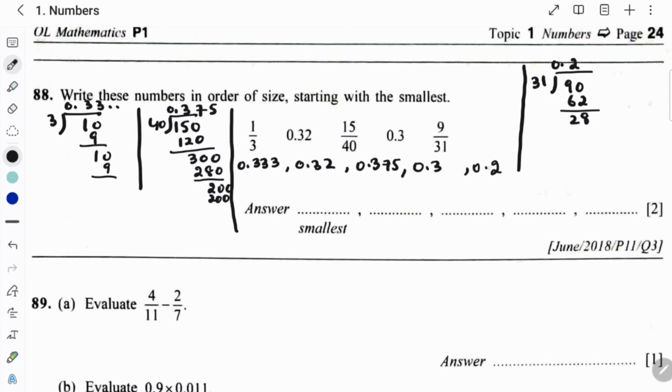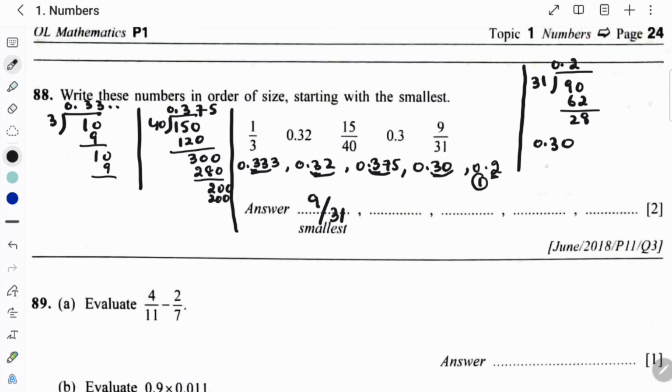Okay, so this is 0.2, 0.3, 0.3, 0.3, 0.3. So 0.2 is the first one. So 9/31 is the first one. 9/31. Now we are comparing all of them. So that 0.33, 0.30 make it. Now we are comparing 0.30, and then we are comparing 0.30 and 0.32, 0.33, 0.37.